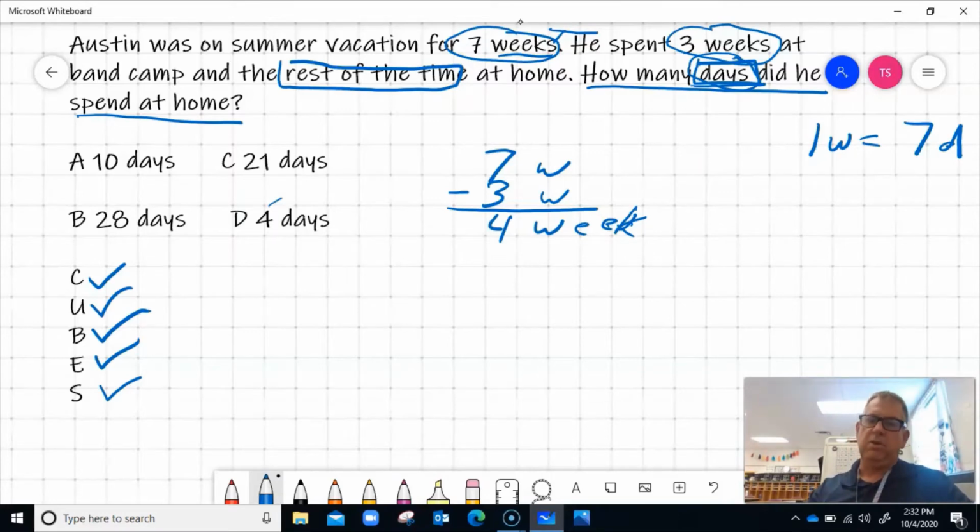So in order to convert weeks into days, since 1 week equals 7 days, the math problem I'm going to use to solve that is going to be 4 times 7, because there's 7 days in a week, and 4 of the weeks he spent at home. So we're going to have to do that math problem.